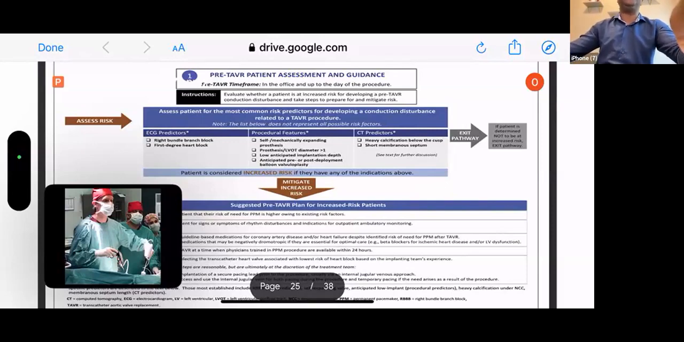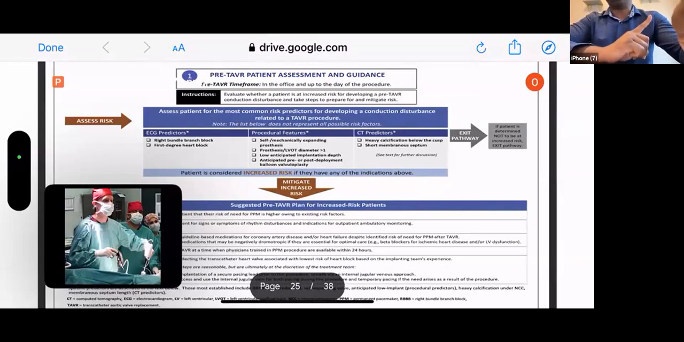So we counsel all these patients and tell them that they have a higher risk of needing a pacemaker if they have this increased risk. And then they screen the patient for any prior rhythm abnormalities. Sometimes we do some ambulatory monitoring first to make sure they don't have any indication that would need a pacemaker even before the TAVR procedure.